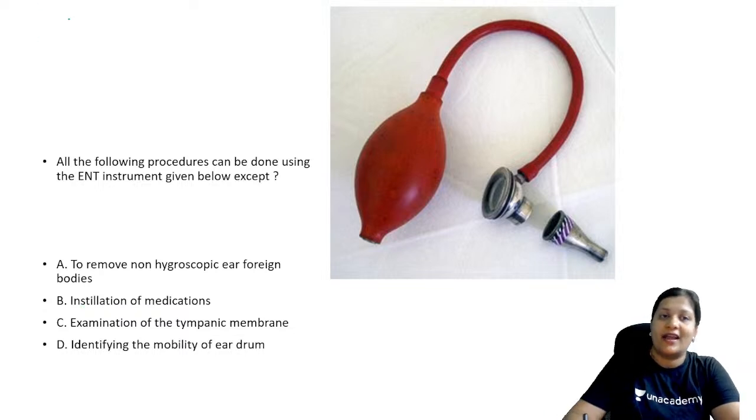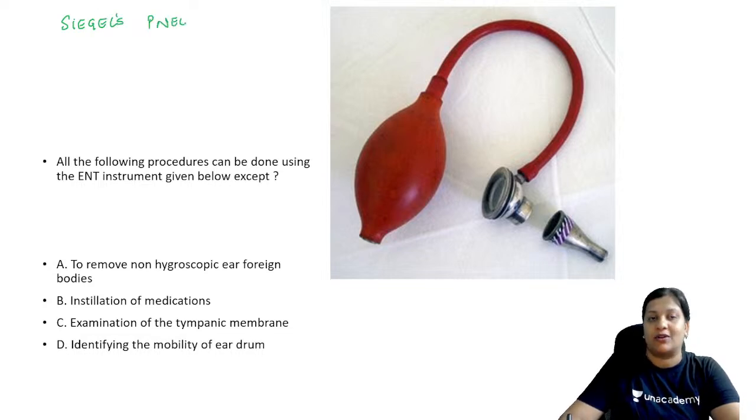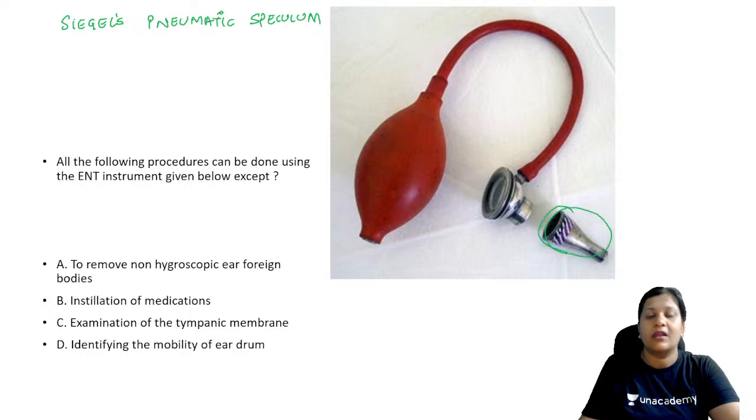So this is called Siegel's pneumatic speculum. So what is its use? What is the use of the Siegel's pneumatic speculum? Basically, if you see, there is an ear speculum. This speculum has a rubber tubing attachment that gets connected via an eyepiece. This eyepiece gets connected to the speculum, and then there is a rubber tubing, and this is your rubber cuff.